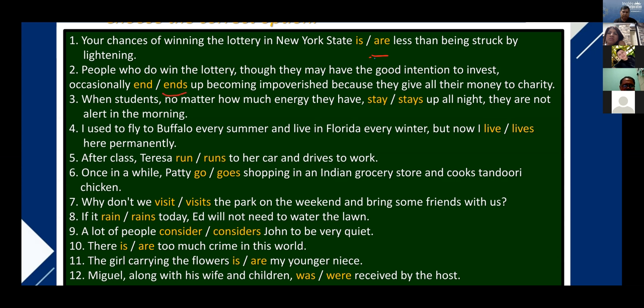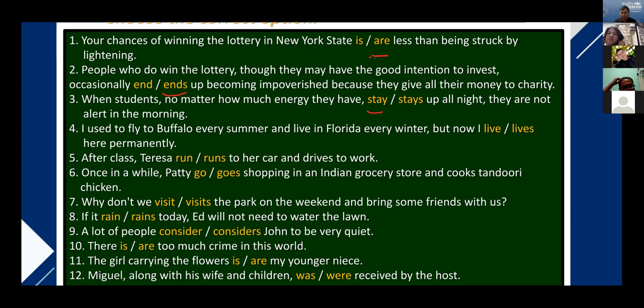Yes. Okay, number three. When students, no matter how much energy they have, stay up all night, they are not alert in the morning. For me, stay up without S. Yes, for me too, because it's not third person, right?